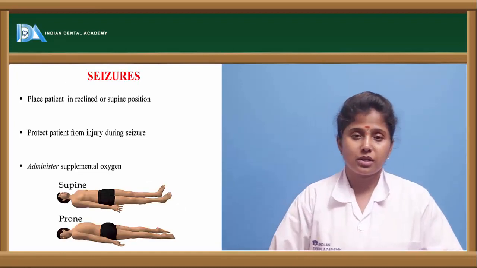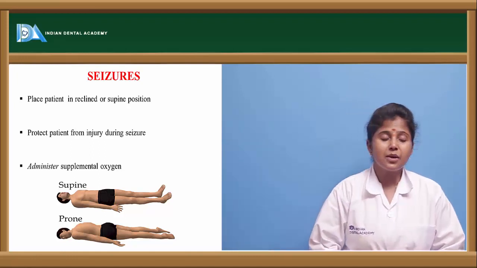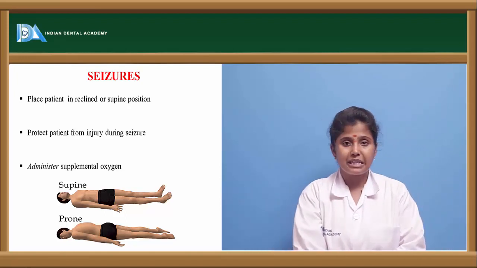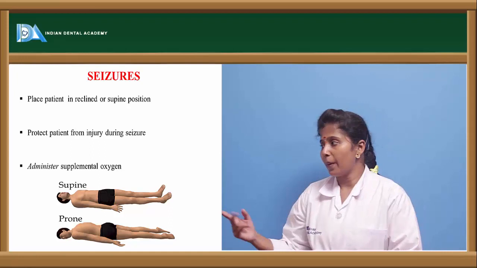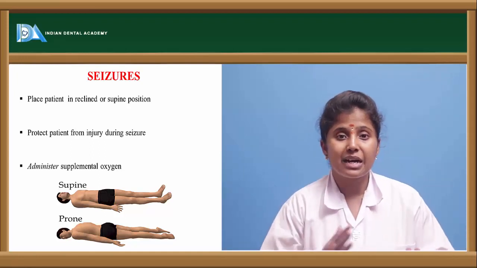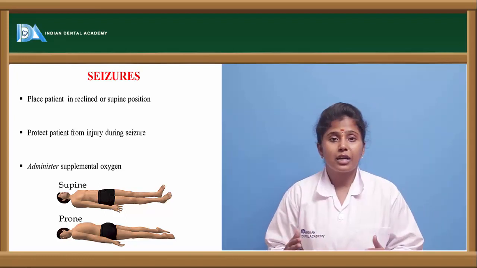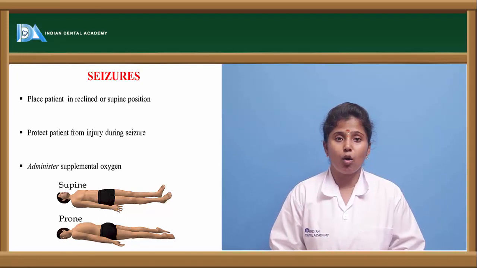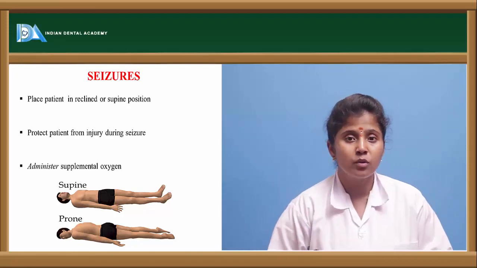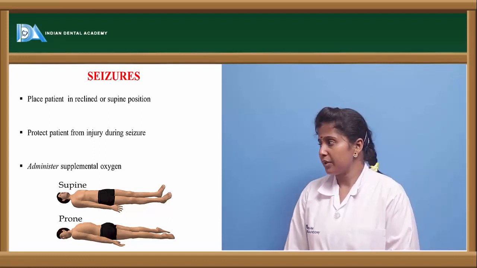Another one is seizures. Seizures are nothing but epileptic conditions. So here we should place the person in a reclined or supine position. The person should be completely at rest in the supine position, and we protect the patient from injury. If the person is having seizures or epileptic fits, then the person should not have any injury. I mean, they move their body all over. So we have to make sure that because of their body movement they won't be injured, and we need to give oxygen supply to them.